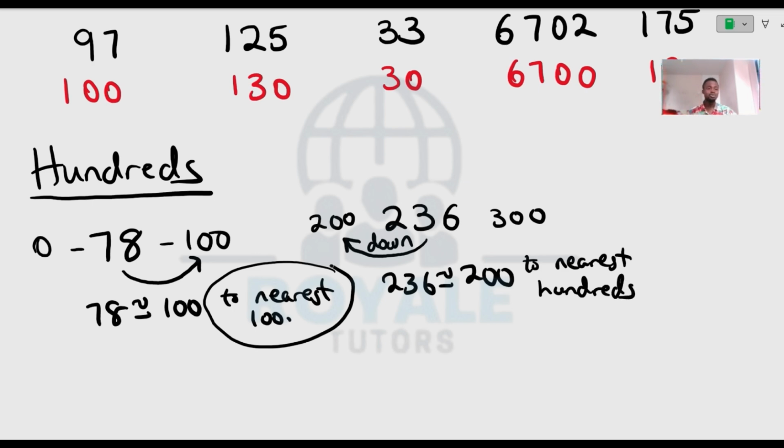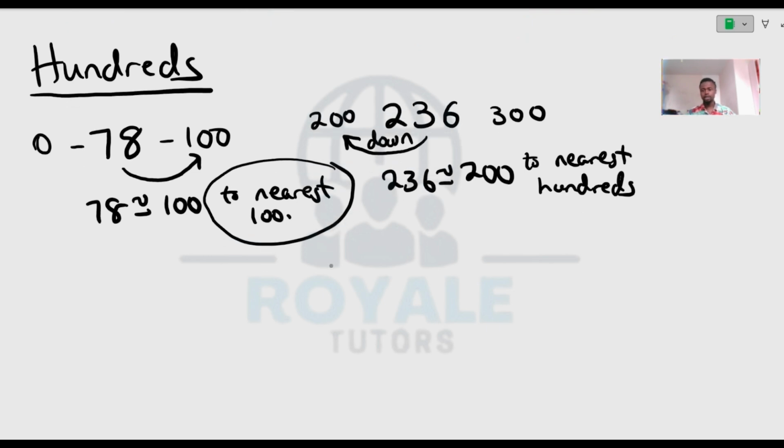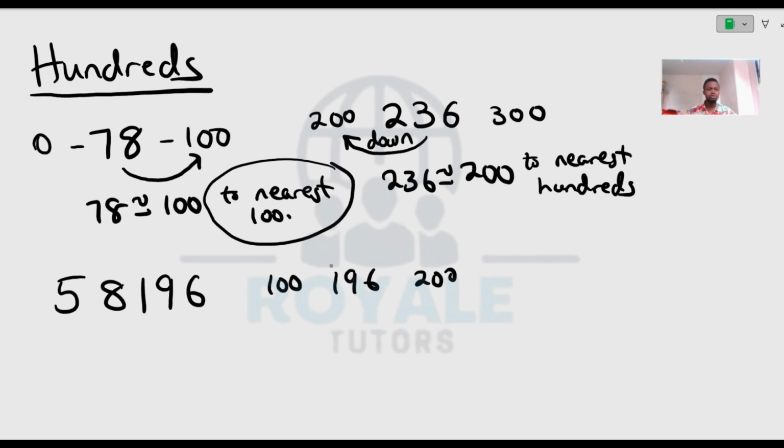I will give you one more example. Then, as usual, I will give you some questions to try out by yourself. Now, let's say we have a number like 58,196, and we are to approximate this to the nearest 100. No problem. Just check the last 3 digits: 196. Is it closer to 100 or closer to 200? The answer is it's closer to 200. Then you round it up.